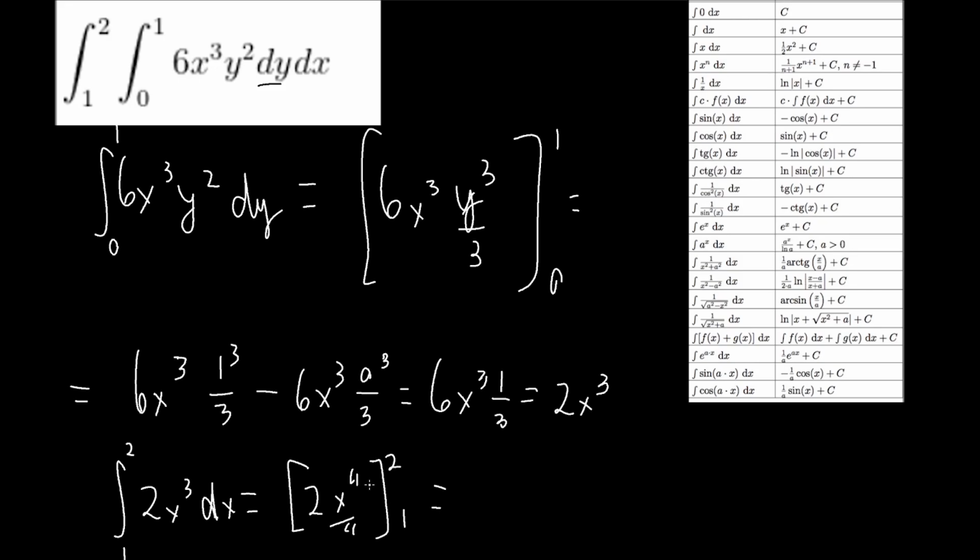The number above we write down first. 2 times 2 to the power 4 divided by 4 minus 2 times 1 to the power 4 divided by 4. And now we simply solve it. So it's simply 8 minus 1 over 2, which is 6.5.